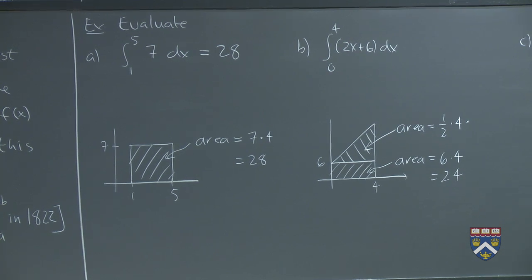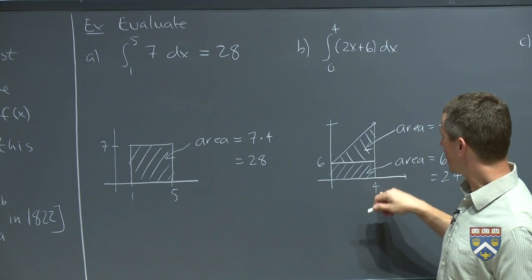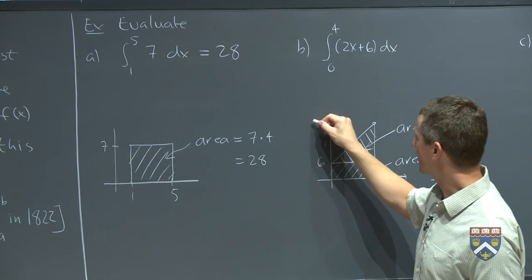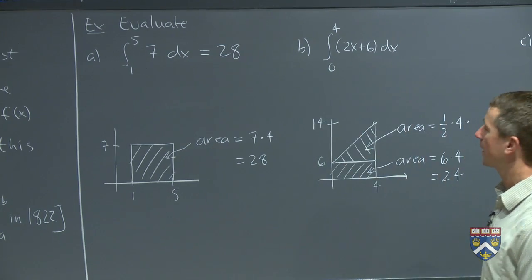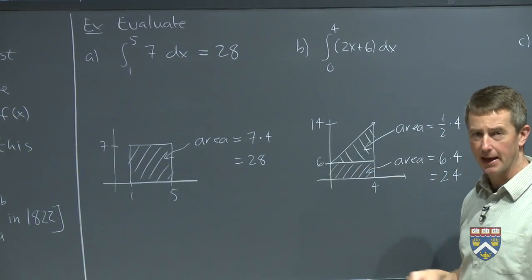Do you know what the height of this triangle is? We can figure out this y value here by plugging 4 into the function. So we get 2 times 4, 8 plus 6, that's 14. So the height of the triangle is what? We're going from 6 up to 14, so that should be 8 units.